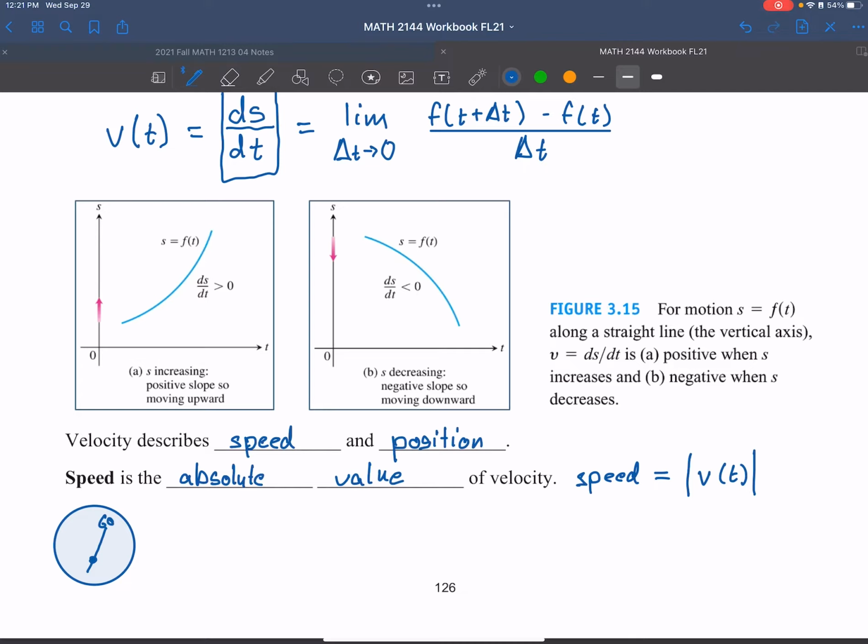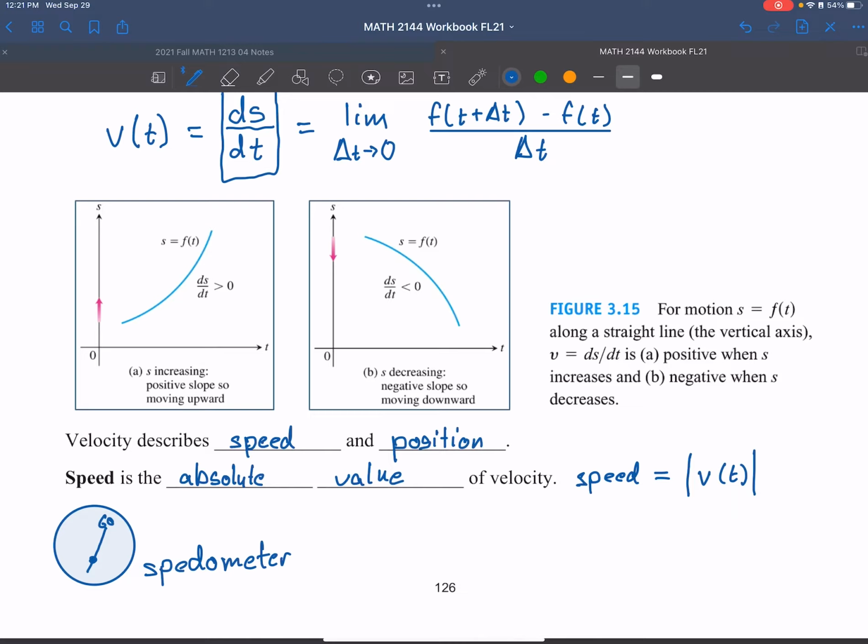But this is called the speedometer. Does it have one E or two E's? Anyone? I feel like it should be one. That's speedometer. Yeah, it looks weird, doesn't it? But it's not called the velocimometer, it's called the speedometer.